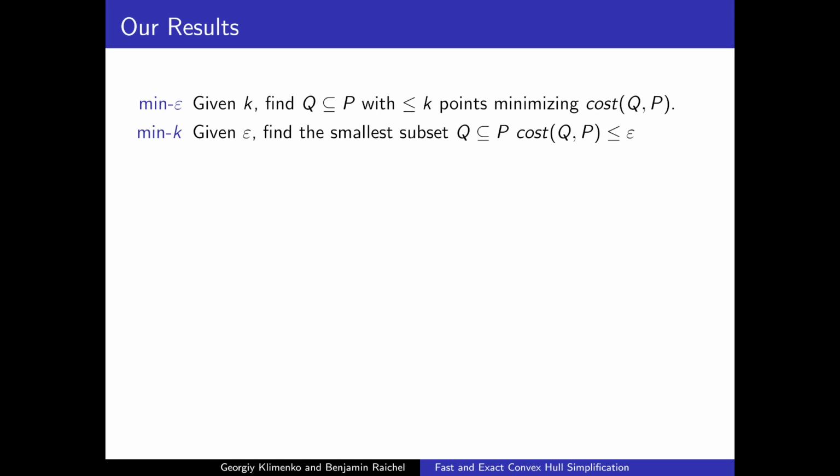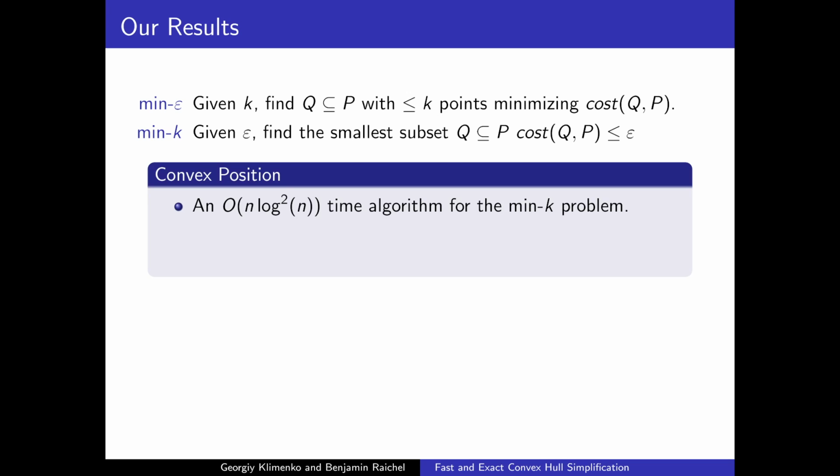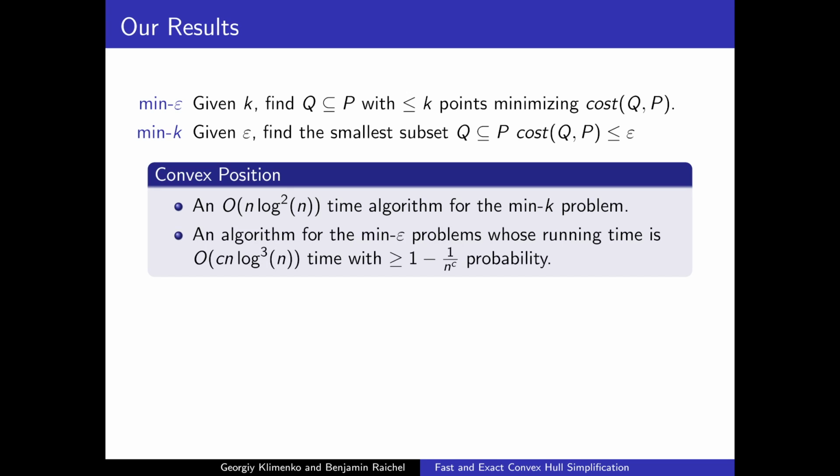Now I will briefly summarize the results that we get in this paper. So first we get the n log squared n time algorithm for the min k version of the problem when the given points are restricted to be in the convex position. Next we get the min epsilon algorithm, which will with high probability work in n log cubed n time. Here c is any constant greater than 1.